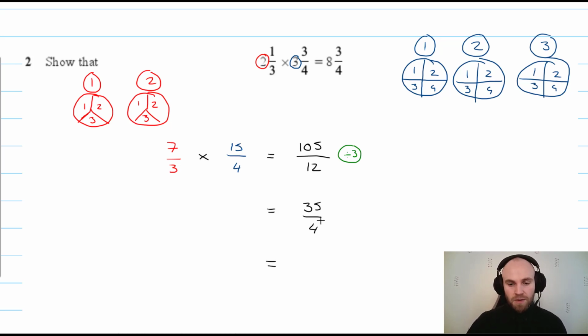And what does that equal? So we know that 8 is going to equal 8 times 4, which is 32 over 4. And then to get to 35, that is going to leave us the 3/4. So that is going to equal 8 3/4.